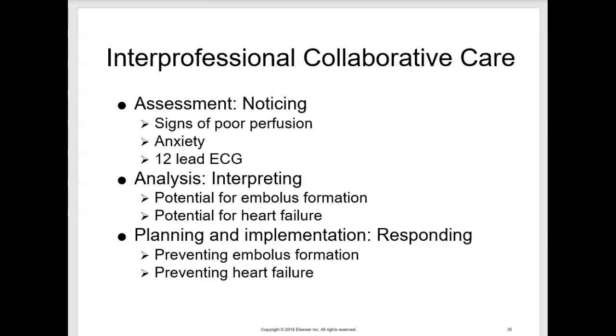The priority problems for a patient with AFib are: 1, potential for embolus formation due to irregular cardiac rhythm, and 2, potential for heart failure due to altered conduction pattern. So the first thing we're going to talk about is prevention of embolus formation, again, which is clots.